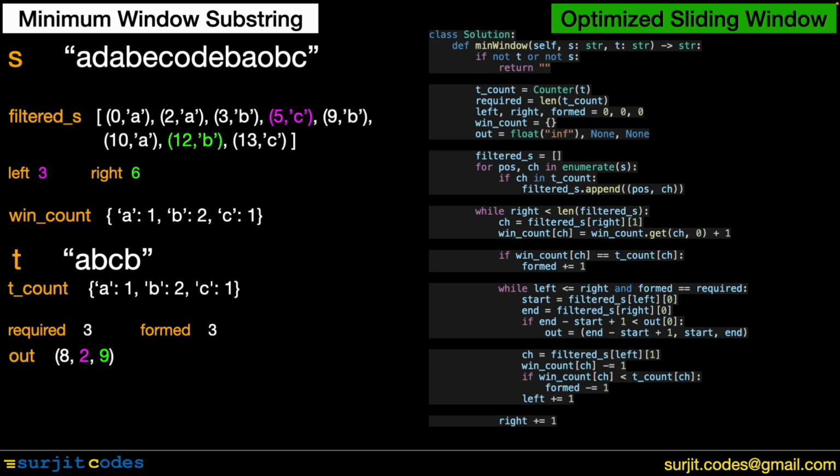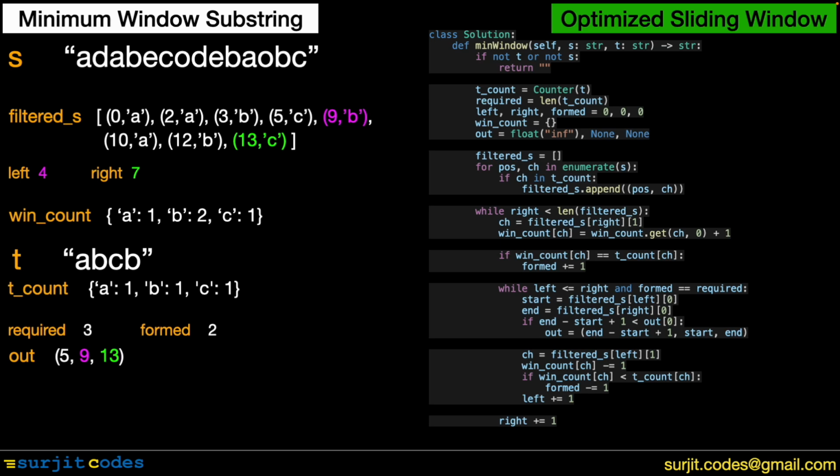Right becomes 6, count of B in win count becomes 2 and formed becomes 3. Length of window remains 8, so out is not changed. Win count of C is decreased to 0 and formed becomes 2. Left becomes 4. Right becomes 7 and win count of C becomes 1. Formed becomes 3. Out becomes 5, 9, 13.